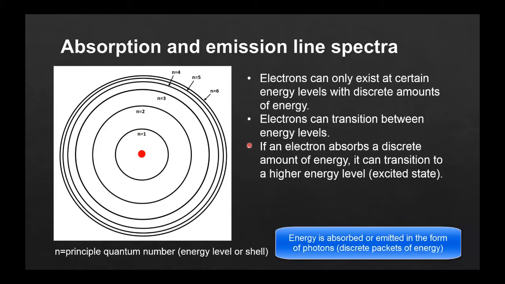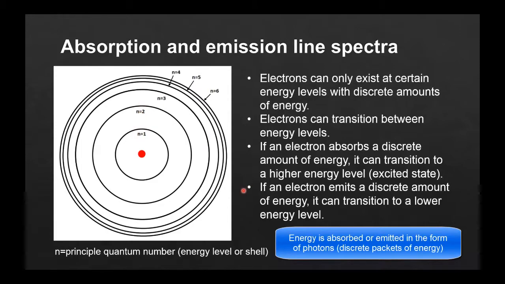If an electron absorbs a discrete amount of energy, it can transition to a higher energy level, which is called its excited state. So for example, an electron can absorb a discrete or exact amount of energy, and it will transition from an n equals 1 to an n equals 2 energy level. If an electron emits a discrete amount of energy, it can transition to a lower energy level. So for example, an electron in the n equals 2 energy level can emit or give off energy and transition to an n equals 1 energy level.